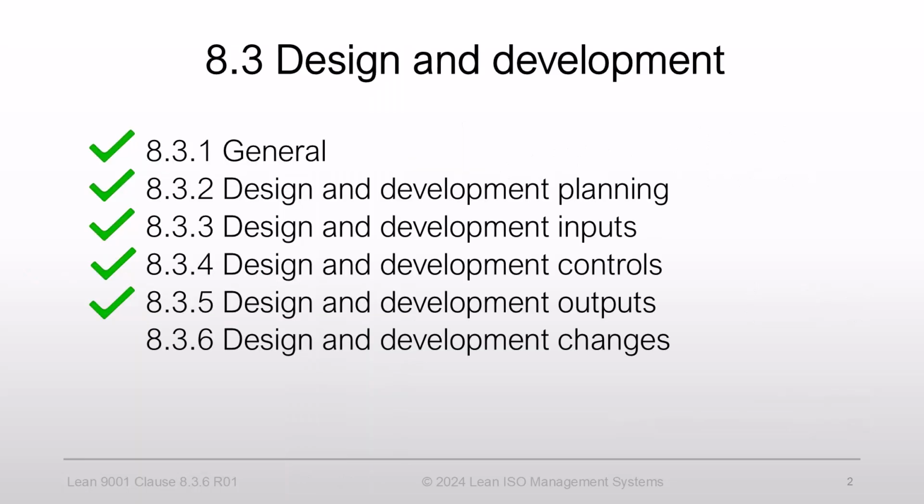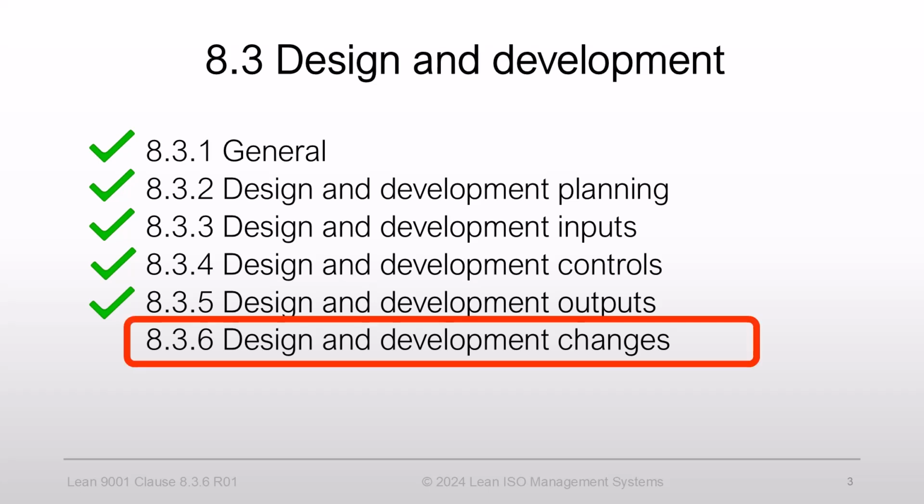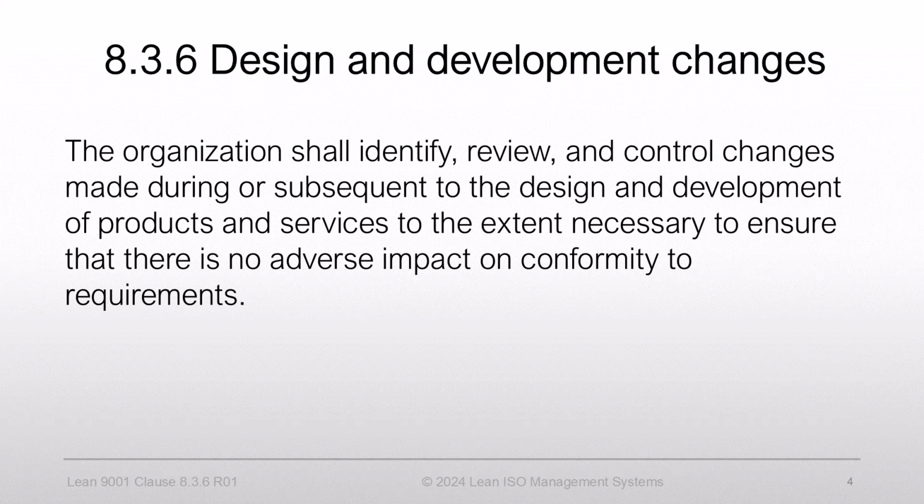We are making progress. We have covered 5 elements of the ISO 9001 8.3 clause. This video discusses paragraph 8.3.6, design and development changes. The organization shall identify, review, and control changes made during or subsequent to the design and development of products and services to the extent necessary to ensure no adverse impact on conformity to requirements.